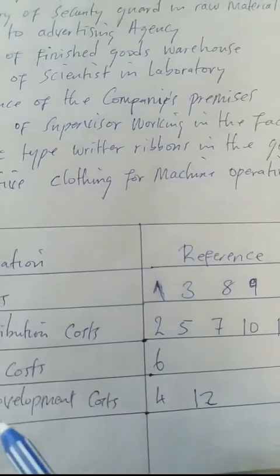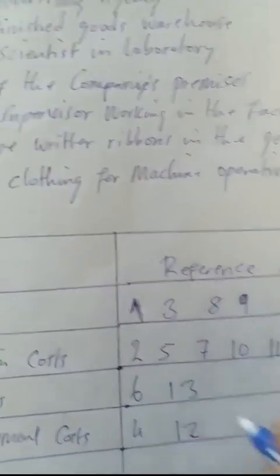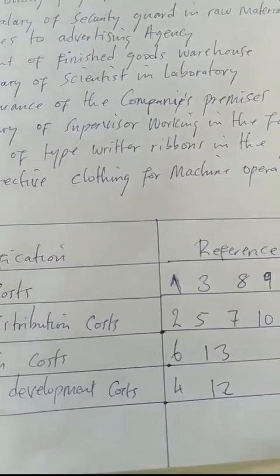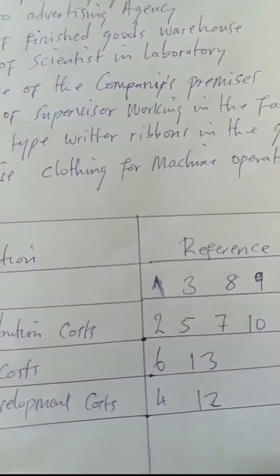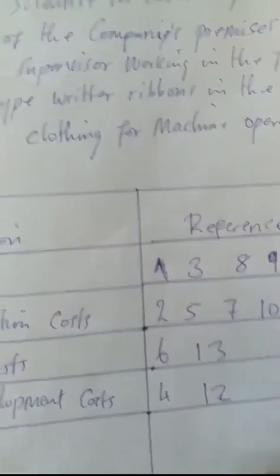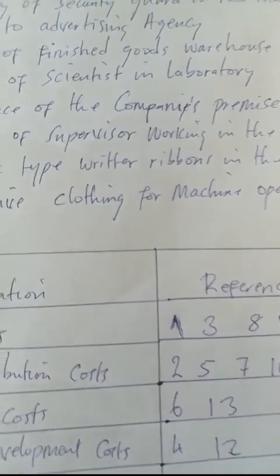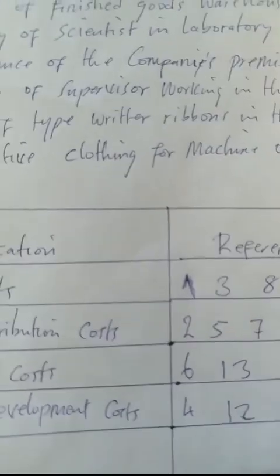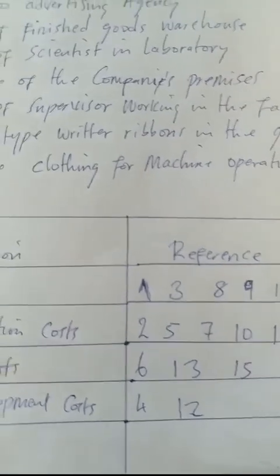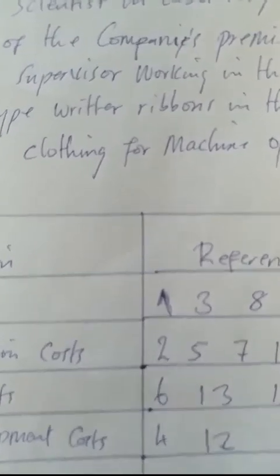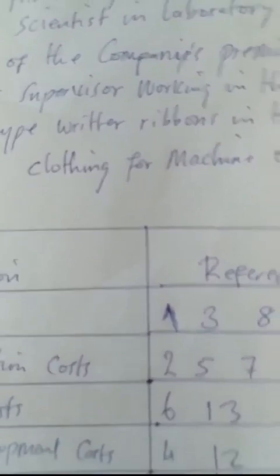Okay, number 12. Then number 13, insurance of the company's premises. That's number 13. Administration costs. Number 13 will come here. Administration costs. Then number 14, salary of supervisor working in the factory, that's production cost. Number 15, cost of typewriter ribbons in the general office. Number 15 here, under administration costs. Then number 16, protective clothing for machine operatives, that's production costs.